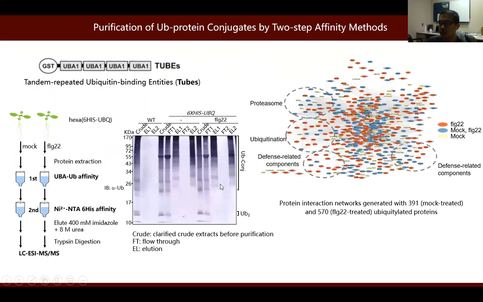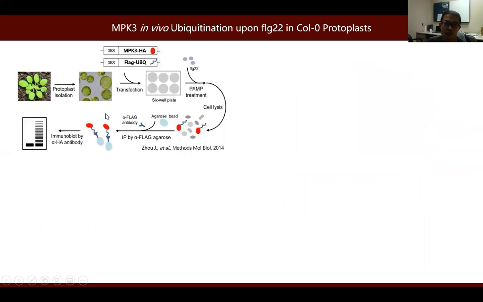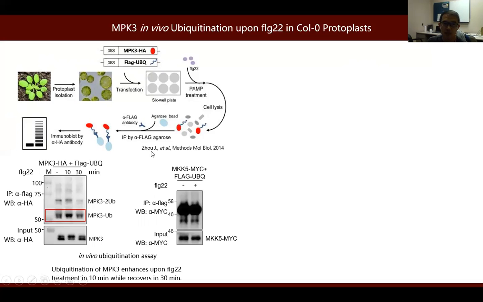And the conjugates were then analyzed by mass spectrometry, and hundreds of ubiquitinated proteins were identified and shown here as this interaction network, including the components in ubiquitination and defense-related components. To further confirm the identified proteins are indeed ubiquitinated, we detect the ubiquitination of the candidates by in vivo ubiquitination assay in Arabidopsis protoplasts. From all the candidates we tested, we can see the ubiquitination of MPK3, a single kinase in MAP kinase cascade, was clearly enhanced in 10 minutes, shown here as a single band, and well decreased in 30 minutes. We did not see clear changes of other candidates.